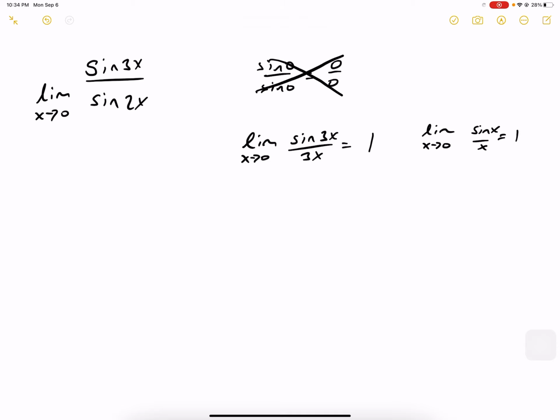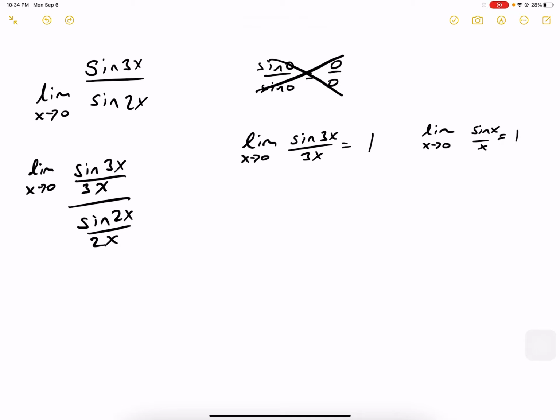So if I give this an x over x, let's say that we write this as the limit as x approaches 0 of sine of 3x over x, over sine of 2x over x. In this case, we'll give it a 3 and a 2. We'd be golden then, right? Because that would be just like a 1 over 1. So how could we get there?